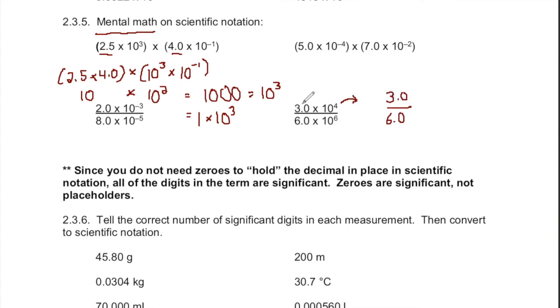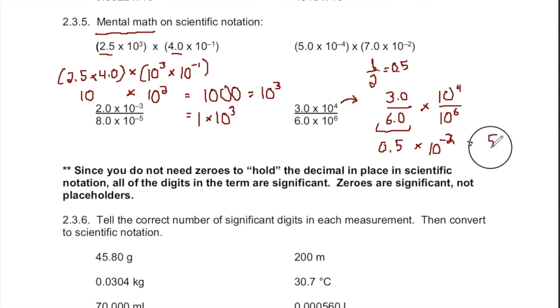We can separate the terms, 3 divided by 6, and we can separate the exponents, 10 to the 4 divided by 10 to the 6. 3 over 6 is the same as 1/2, or 0.5. So we have 0.5 over here. 10 to the 4 over 10 to the 6 is 10 to the negative 2. And this is the same as 5 times 10 to the negative 3.